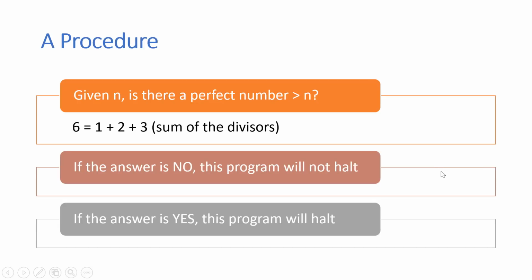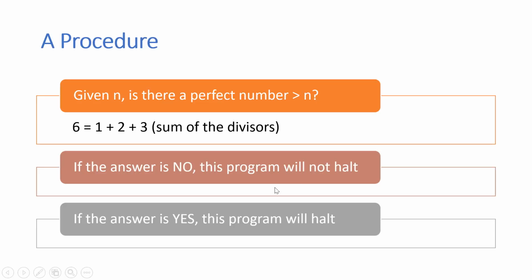So now let's take a look at a procedure. On the other hand, a procedure is something that may not terminate. So suppose we have to write a program to check if a number is a perfect number or not. A perfect number is a number whose divisors add up to that number. For example, 6 would be 1 plus 2 plus 3. 1, 2, and 3 are the only divisors. 28 has divisors 1, 2, 4, 7, and 14, and they add up to 28.